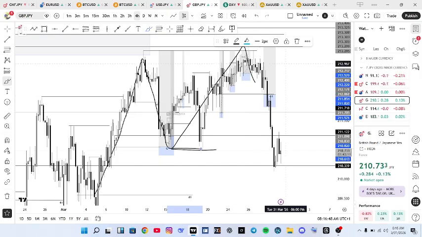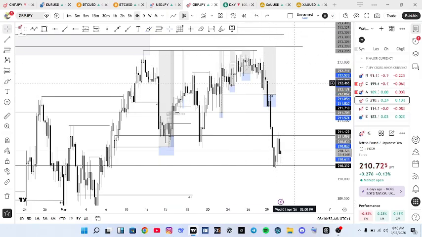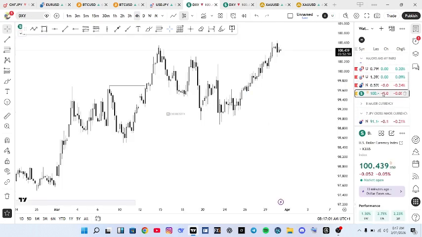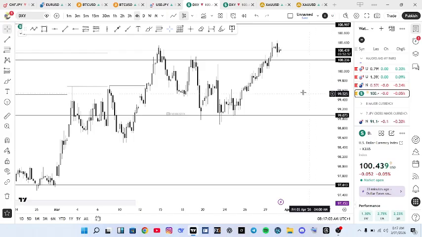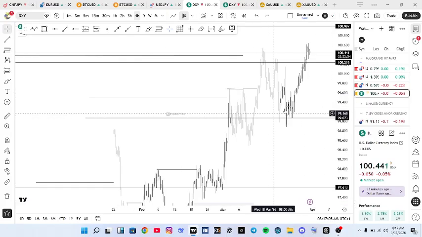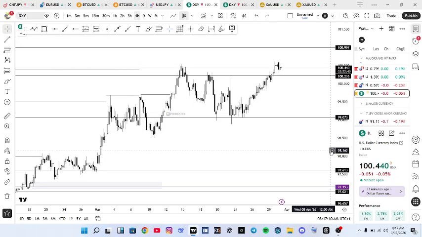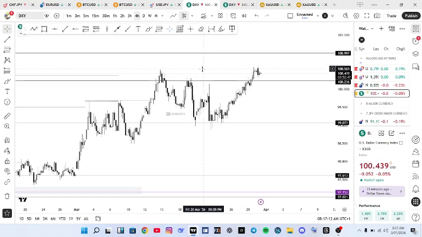Okay, and so I'm gonna remove these guys. Now let's start with the XY. Let's start with the XY. The XY dollar index. If you don't know about the XY, it's the dollar index. Okay.